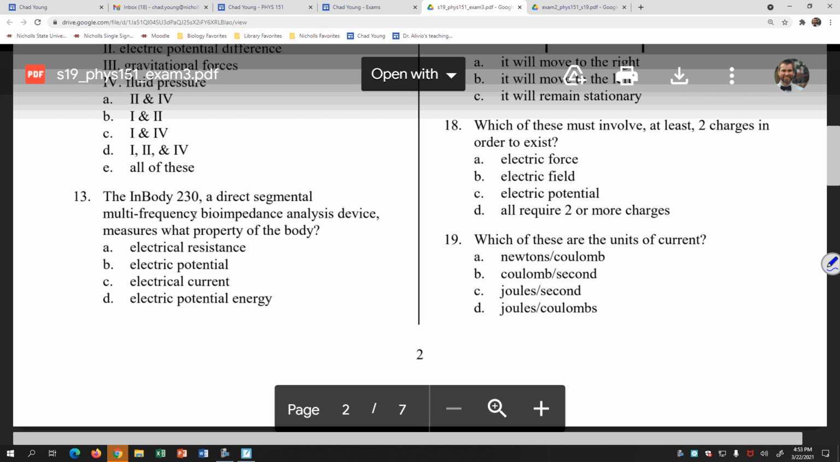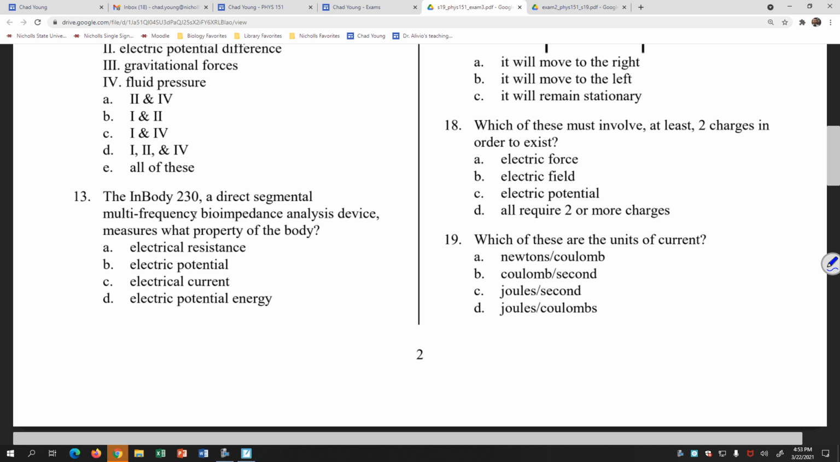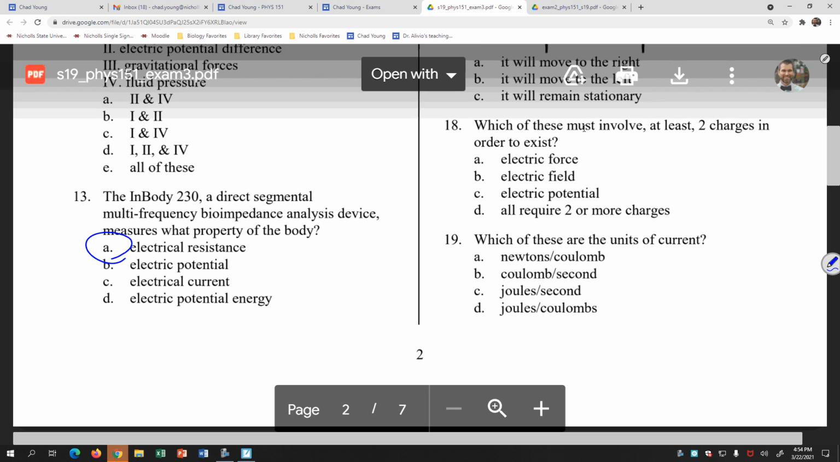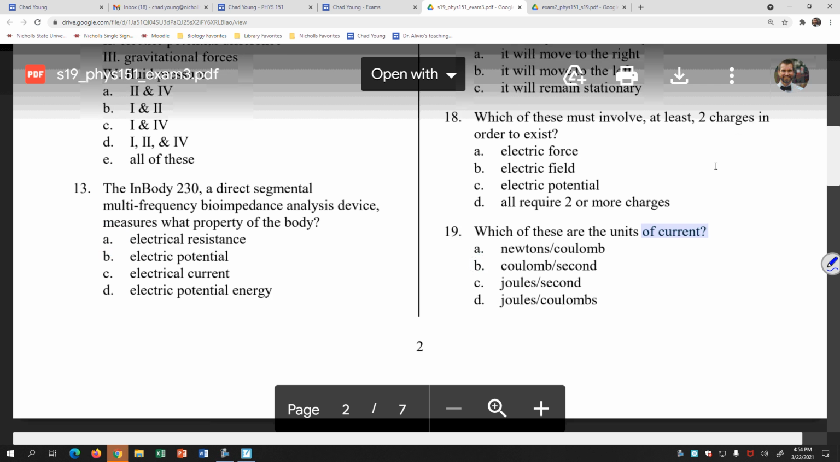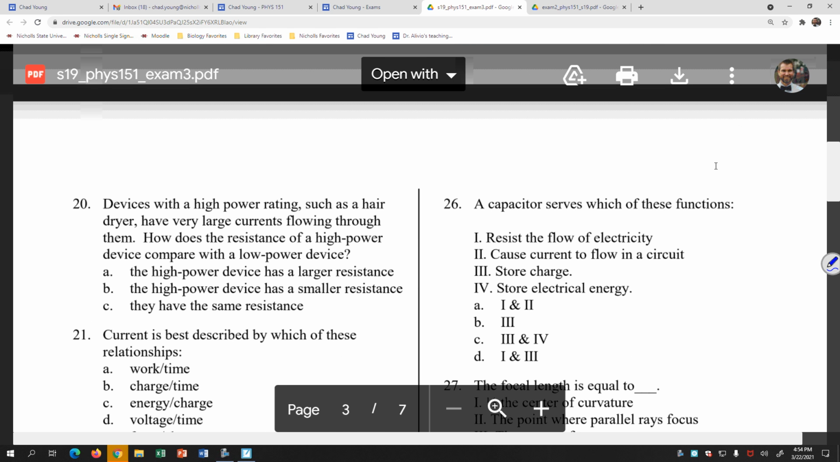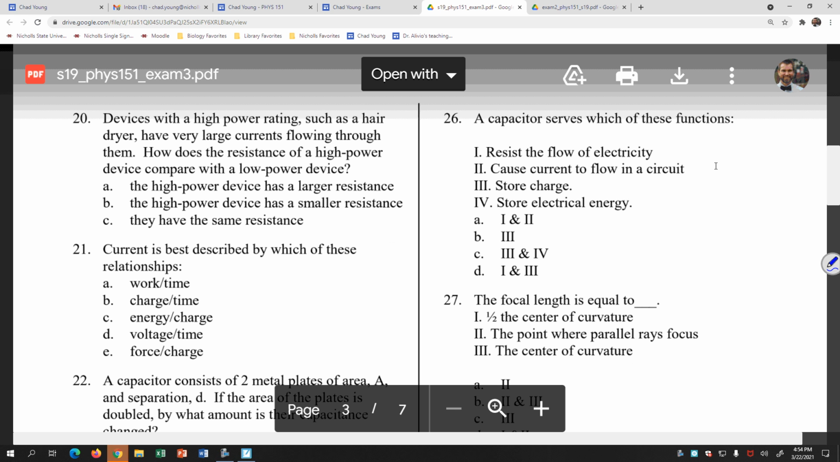There's something about the N-body 230. The N-body 230 and the Scientology thing, the E-meter, both measure resistance. Now, they produce a current, they produce a potential, but they're really measuring the resistance of your body. Units of current right here are coulombs per second. That is a charge per time. Here's a similar question. Current is charge per time.